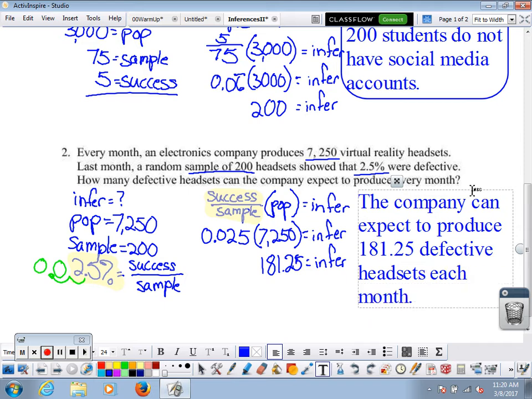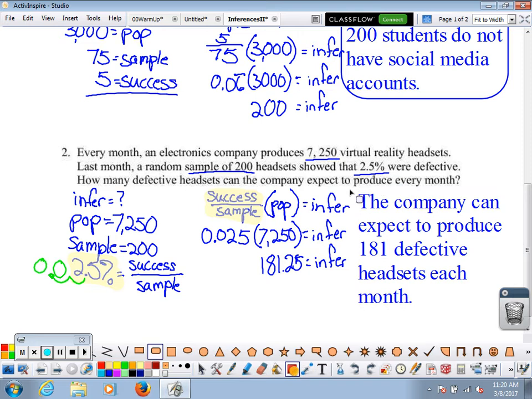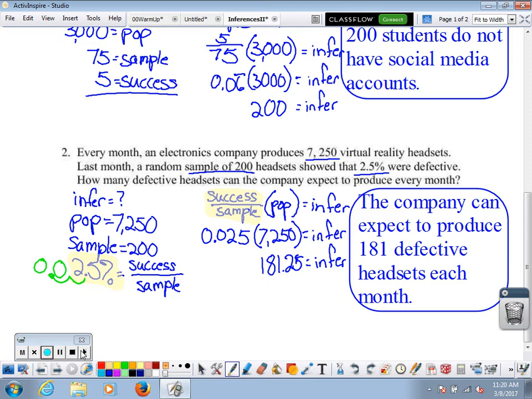But there's a little bit of a problem here. How are they going to produce part of a headset? They can't. The headset is either defective or it's good. So we're just going to round it. And we're going to say instead of 181.25, just 181 defective headsets each month. Okay, there's our final answer. Make sure we circle our final answer. The company can expect to produce 181 defective headsets each month.